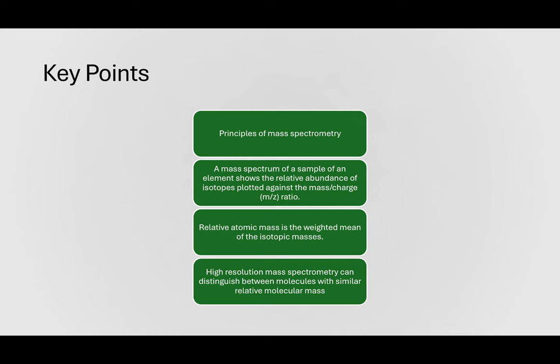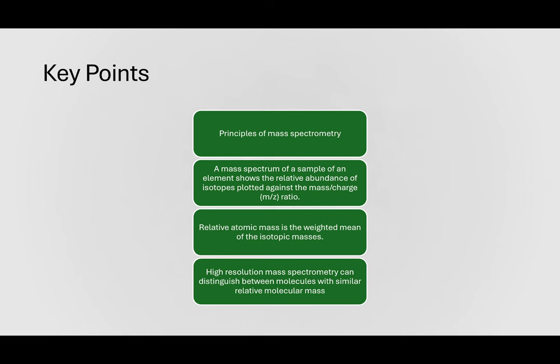We need to understand how a sample shows a plot of relative isotopic mass and relative abundance, right? And we need to understand how to interpret the plot as it relates to the abundance of the isotopes and the mass charge ratio, right? Mass charge ratios, we've looked at that a little bit in unit one chemistry, right? Relative atomic mass is the weighted mean of the isotopic masses, right? That's one important point that we have to note as well. And high resolution mass spectrometry can distinguish between molecules with similar relative molecular masses. All right, so just some key things to keep in mind when we're going through this topic.